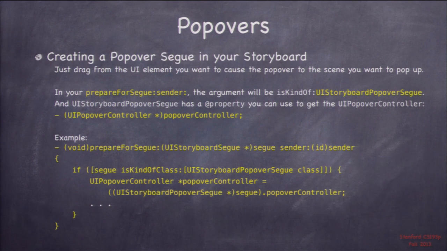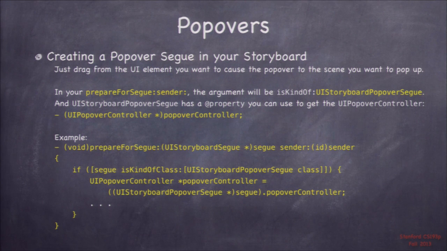And when you set that segue, when the person clicks on it, you're going to get prepare for segue because it's a segue. But there's a special thing there, which is that the segue you get is going to be a subclass of UIStoryboardPopoverSegue. So you can check isKindOfClass, and if it is, you can ask the segue, give me the popover controller, the UIPopoverController, that controls this thing that's going to pop over.